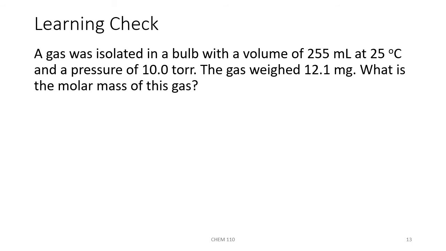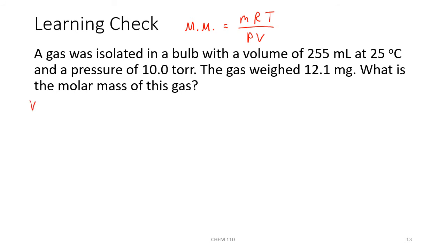A gas was isolated in a bulb with a volume of 255 milliliters at 25 degrees Celsius and a pressure of 10 torr. The gas weighed 12.1 milligrams. What is the molar mass of this gas? We just derived the equation that the molar mass of a gas can be calculated by taking the mass in grams times R times T divided by the pressure times the volume.